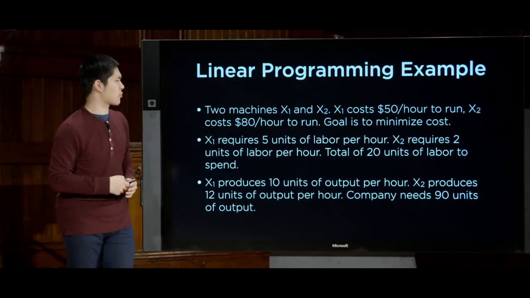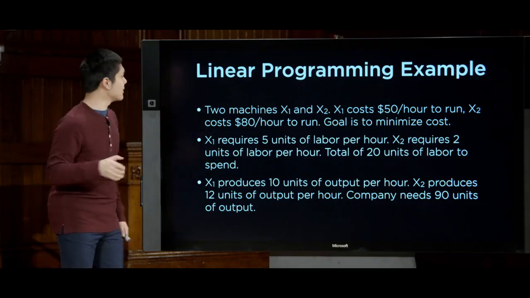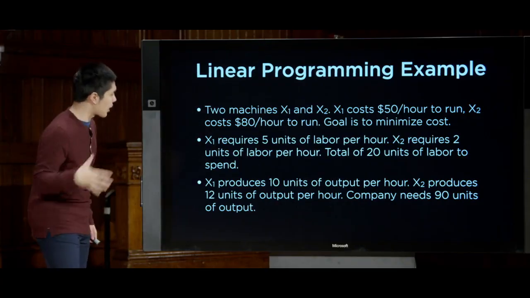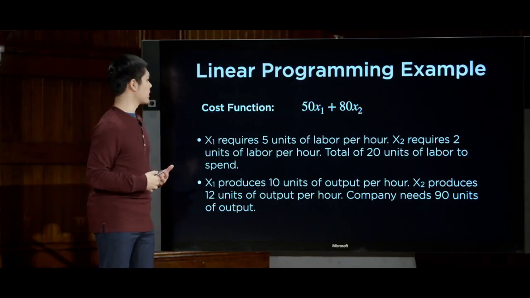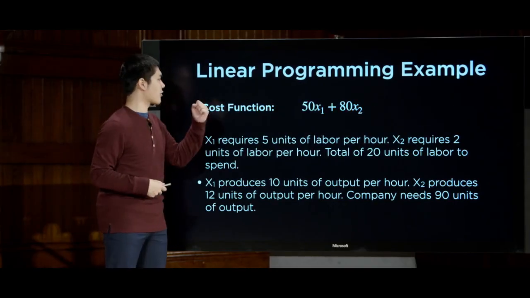And so now we just need to formulate this problem in terms of linear equations. So let's start with this first point. Two machines, x1 and x2. x1 costs $50 an hour, x2 costs $80 an hour. Here we can come up with an objective function that might look like this. This is our cost function, rather.